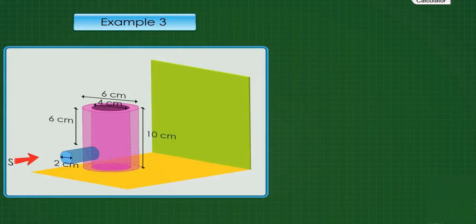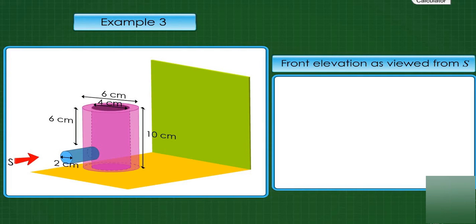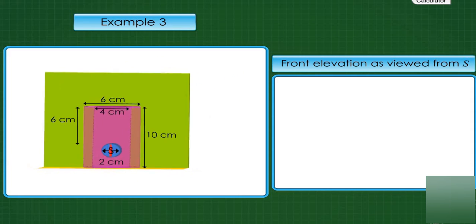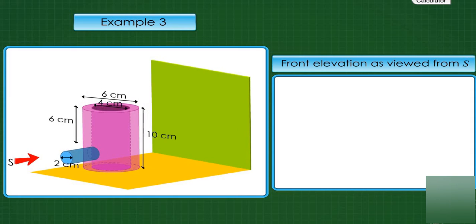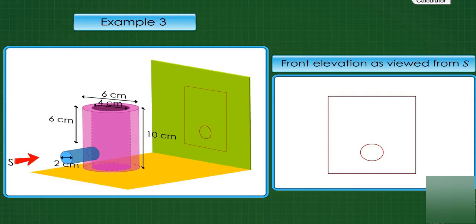We continue with example 3. Draw the front elevation of this object as viewed from S. By drawing the orthogonal projection from S, we got the image, which is a rectangle with a circle in it. Next, draw the hidden sides by using dotted lines.